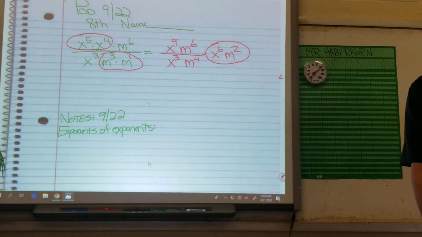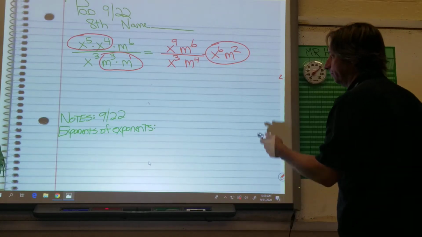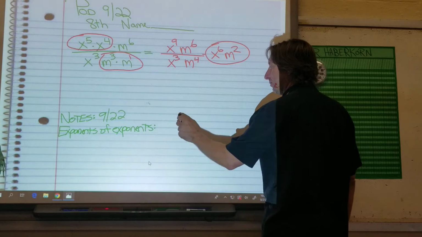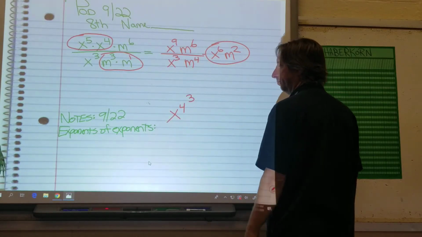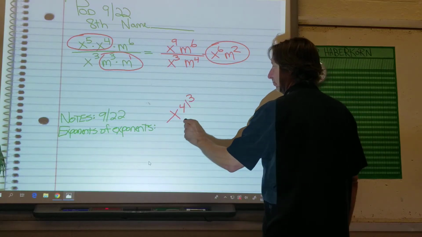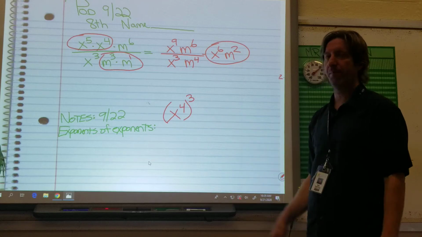All right, so that's our problem of the day, not too hard. Today's notes is exponents of exponents. So what that means is you would have something that looks like this: x to the 4th to the 3rd.